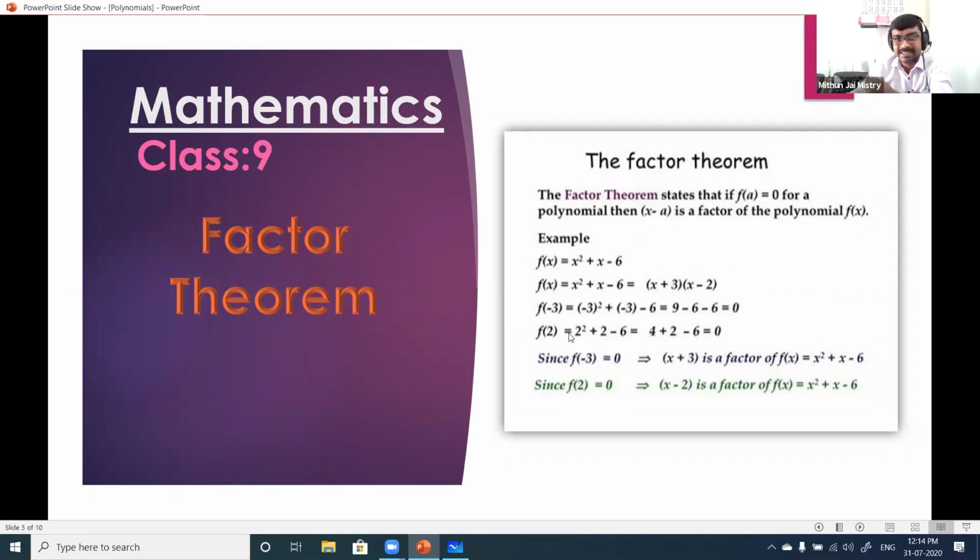Oh, sir, it's very simple. Minus 3 means it will be x plus 3. If it is plus 2, it will be x minus 2. Very simple. So here 2 you substituted and you got 0. Then what will be the factor? X minus 2 is a factor. So since f of 2 is 0, x minus 2 is a factor. Here 2 means x minus 2 is a factor. Minus 3 means x plus 3 is a factor.